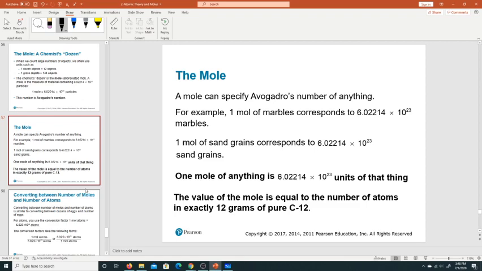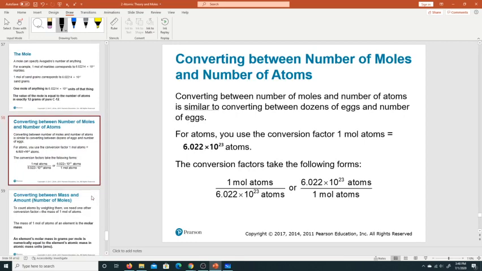Now, the way a mole is defined is related to carbon-12. Carbon-12 is defined to be exactly 12 AMU. In other words, 12 grams of pure carbon-12 gives the reference for where this number came from. You don't really need to know that, but it's an interesting little tidbit of information. So 1 mole of atoms is equivalent to 6.022 times 10 to the 23 atoms.